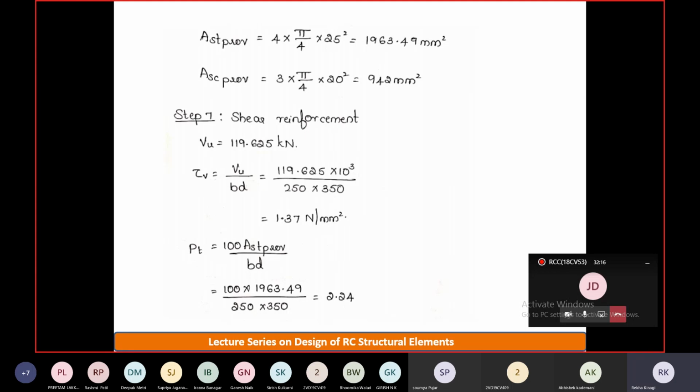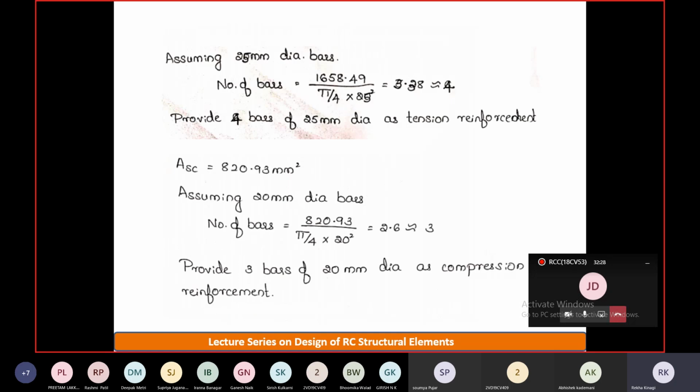And in the next session, we are going to discuss the shear reinforcement calculation as well as the deflection and detailing part. For today, we shall wind up with this. If you have any doubts, you may ask.